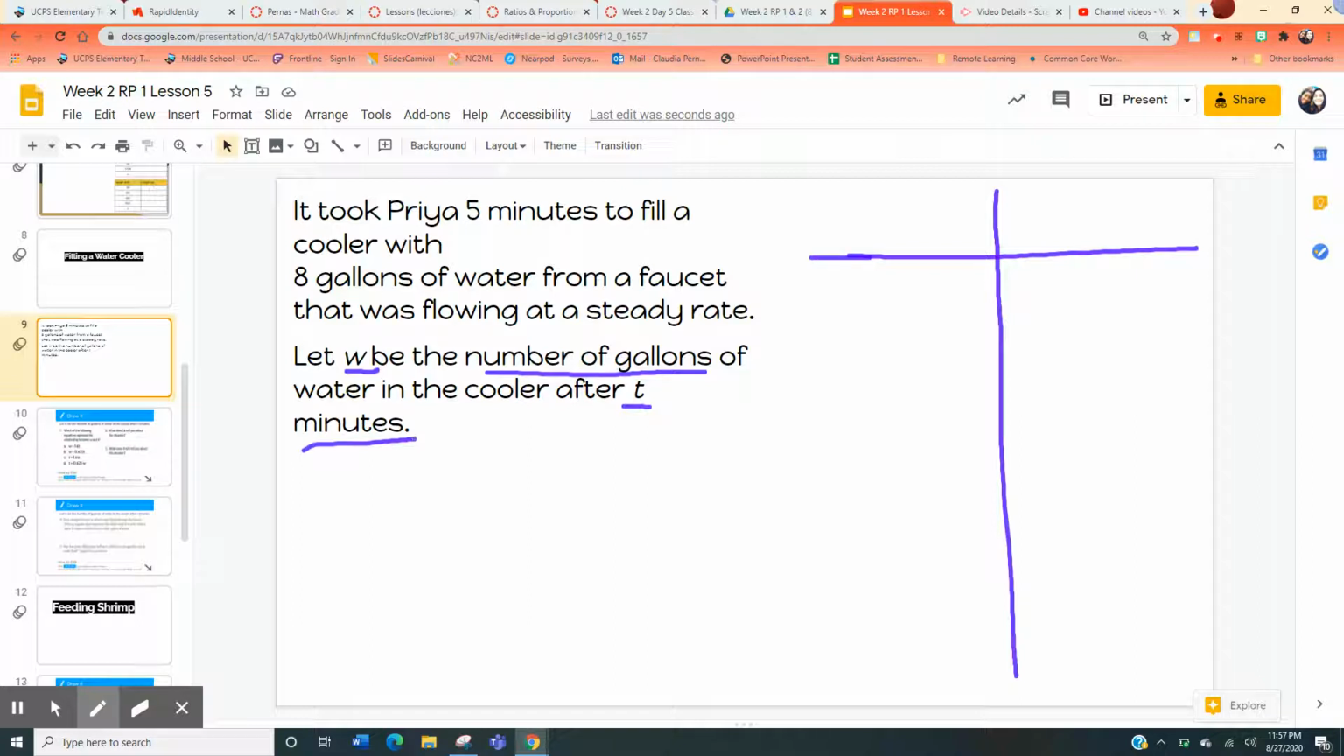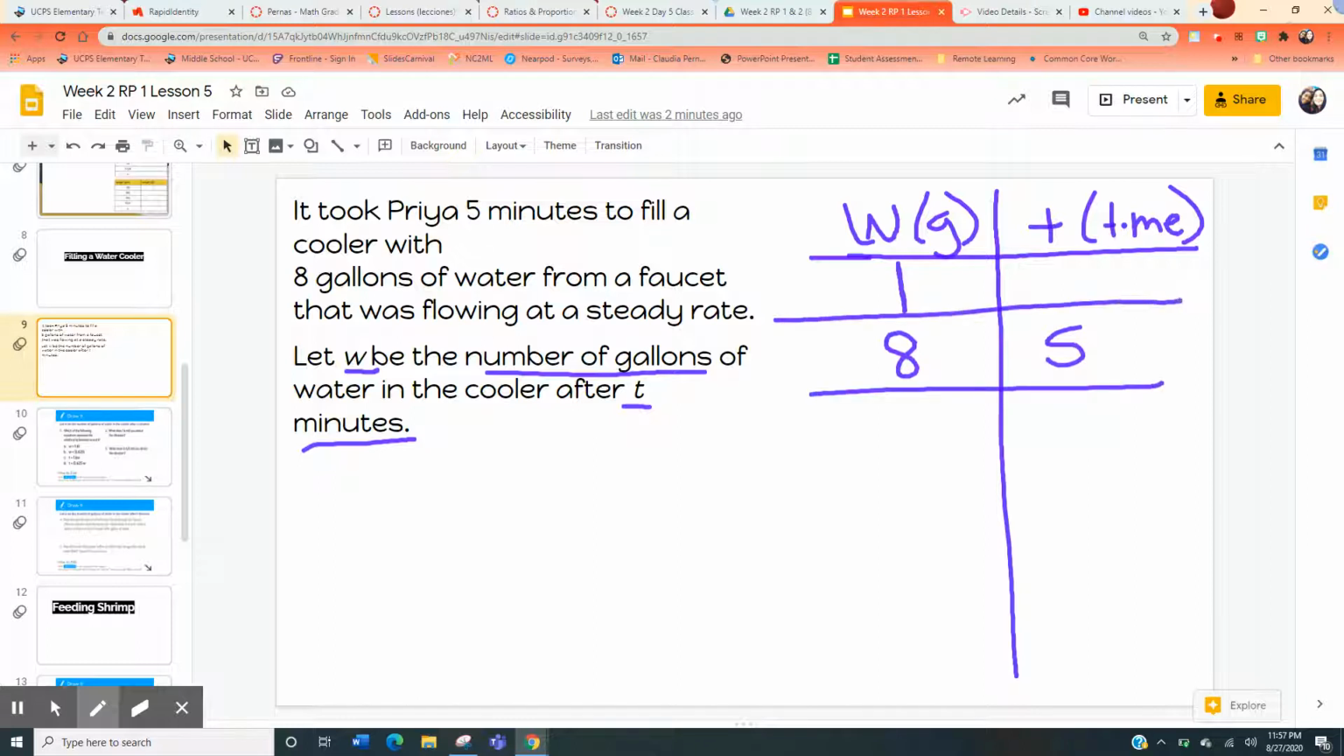So let's go ahead and start by making W, and I'm going to write gallons or G next to it so I know what we're talking about, and T, and I'm going to write time right here. So let's start by figuring out how much time it takes to fill 1 gallon, if I know that it takes 5 minutes to fill 8 gallons.